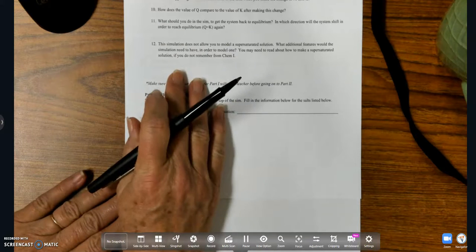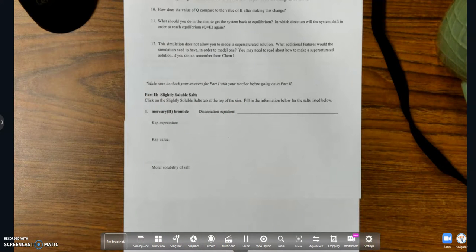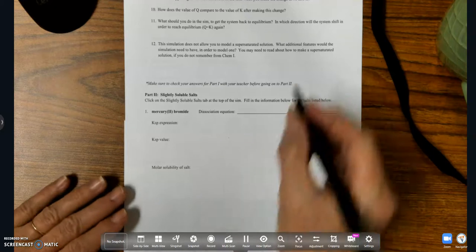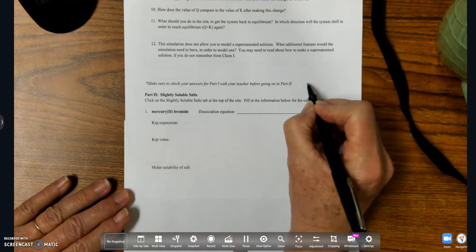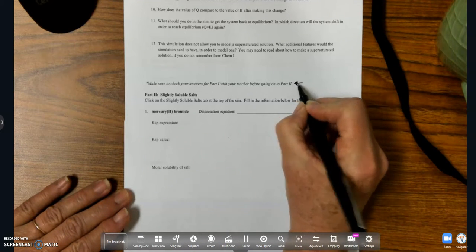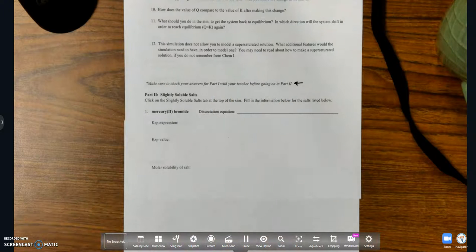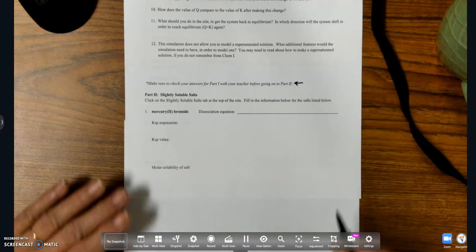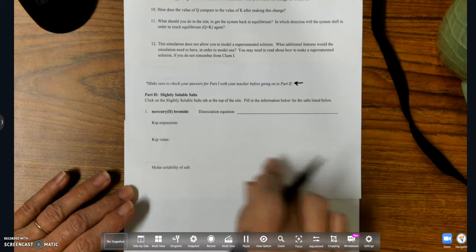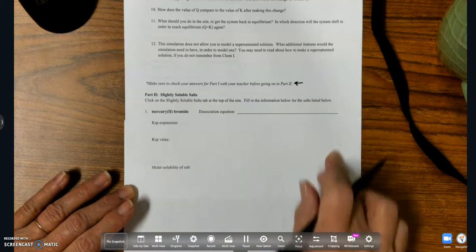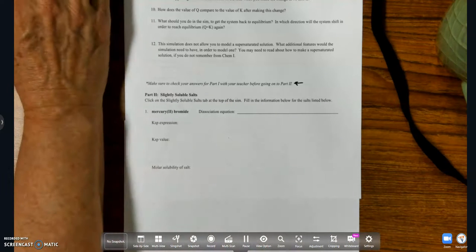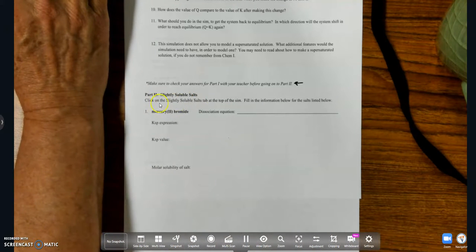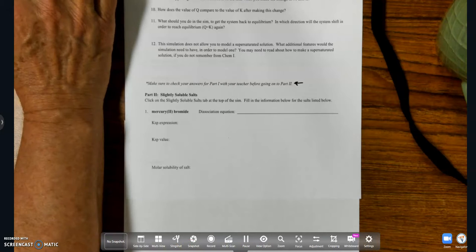Okay, at this point you should be through number 12, and I want to make sure that you, if you could, don't worry about checking with me here because I kind of went through that first one with you, but I do want you to check your value after we get done with this part. Okay, so now it says to click on the slightly soluble tab.